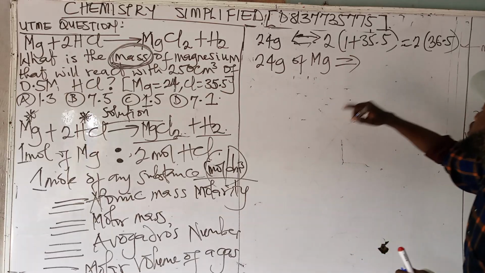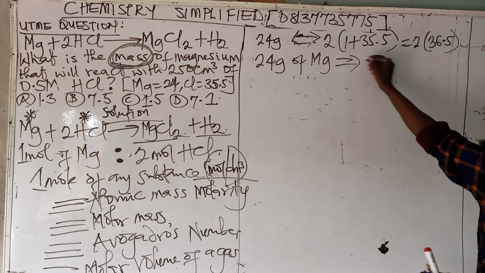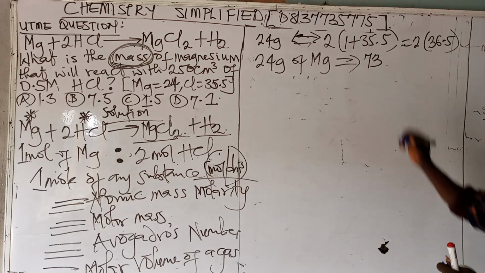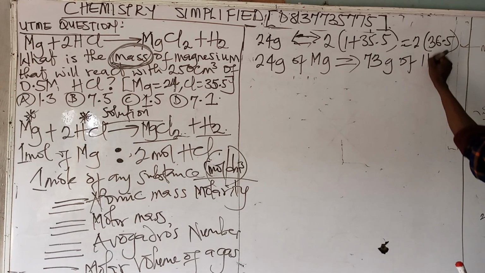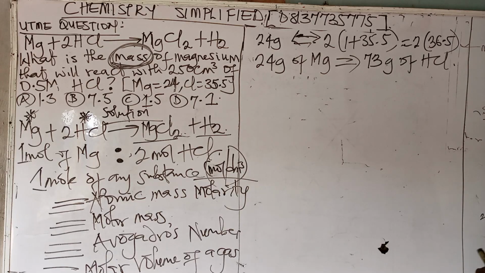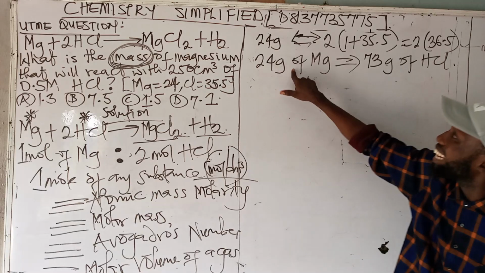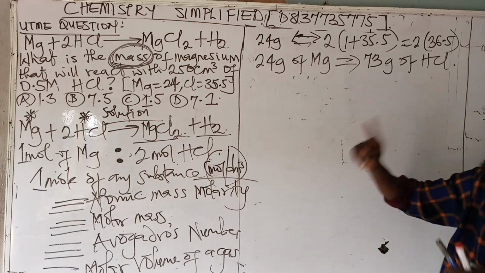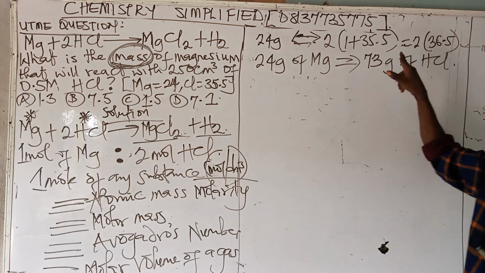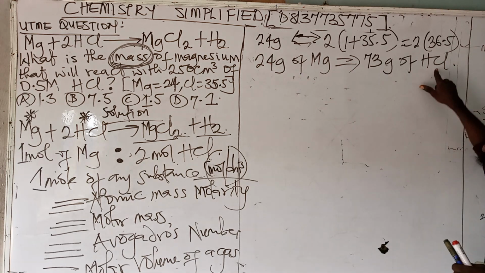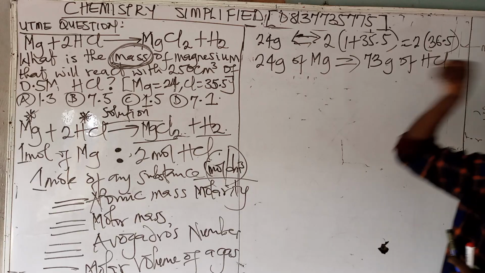We now react with what? 2 multiplied by this will give us 73 grams per mole, of HCl. Now this is the very first step. 24 grams of magnesium from the balanced chemical equation, I repeat, reacts with 73 grams of hydrogen chloride. We will now go back to the question.